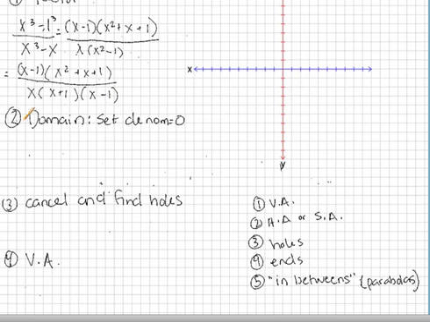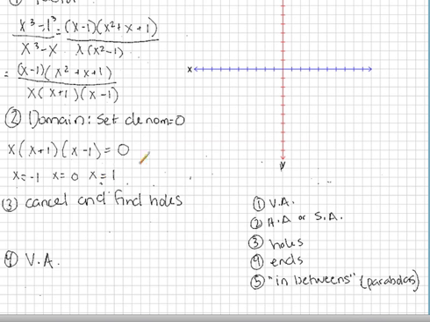Okay, to find the domain, we're going to go ahead and set the denominator equal to 0, which will be very, very easy to solve for now that we have this factored. If we're going to solve this equation, we just go ahead and set each of these factors separately equal to 0. And if you do that, you'll end up with x equals negative 1, x equals 0, and x equals 1.